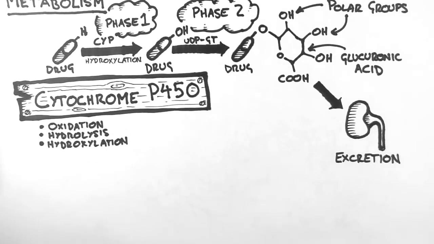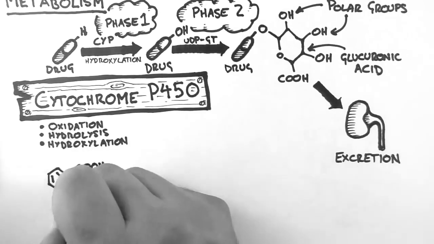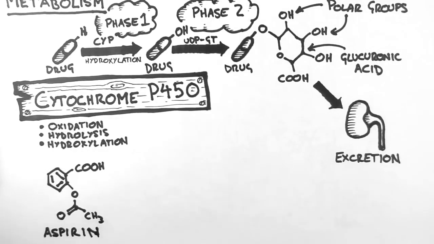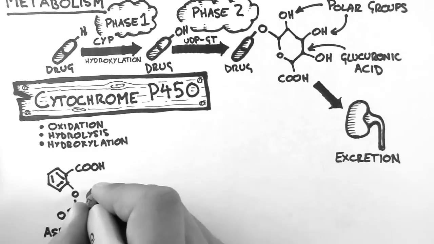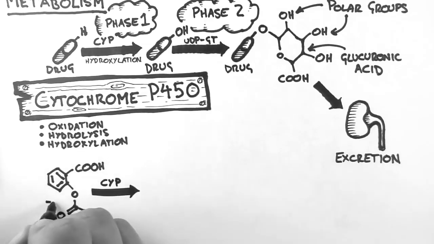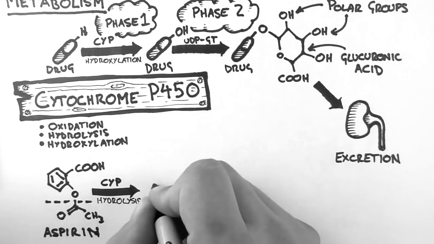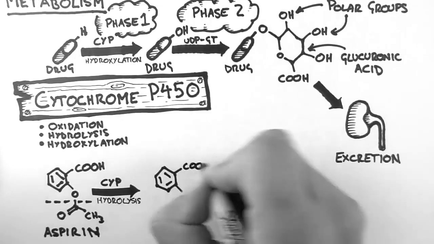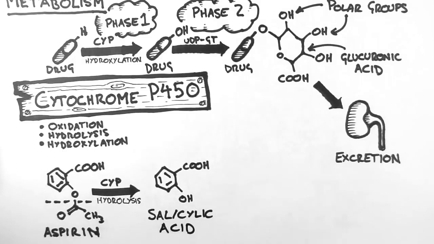Let's have a look at an example now. This molecule here is aspirin, or more correctly, acetyl salicylic acid. The phase 1 metabolism of aspirin involves a cytochrome P450 hydrolyzing the aspirin molecule, and the resultant product is salicylic acid. This is particularly interesting as salicylic acid is the active drug. In other words, aspirin needs to be metabolized before it has any effect. Because of this, we call aspirin a prodrug.